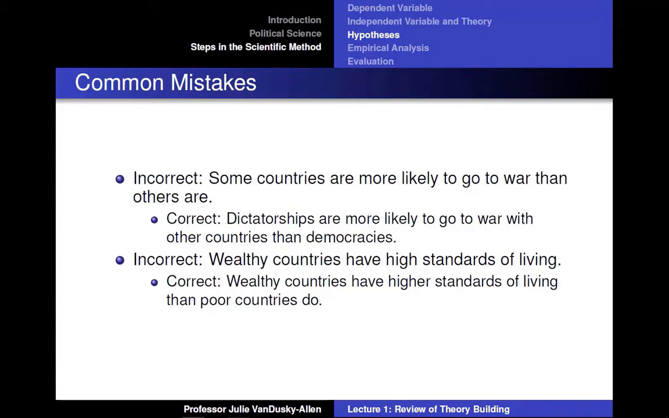You could say wealthy countries have high standards of living. But you're not comparing wealthy countries to anything. High standards of living compared to what? Instead, you should say that wealthy countries have higher standards of living than poor countries do. This is a comparison where you are comparing how variations in the independent variable, wealthy / poor, influence variations in the dependent variable, standards of living.